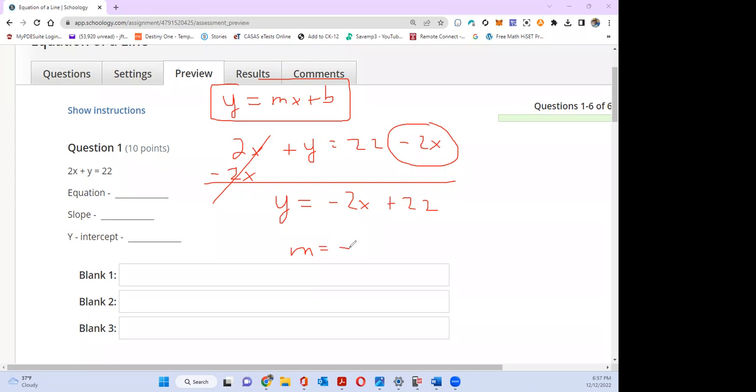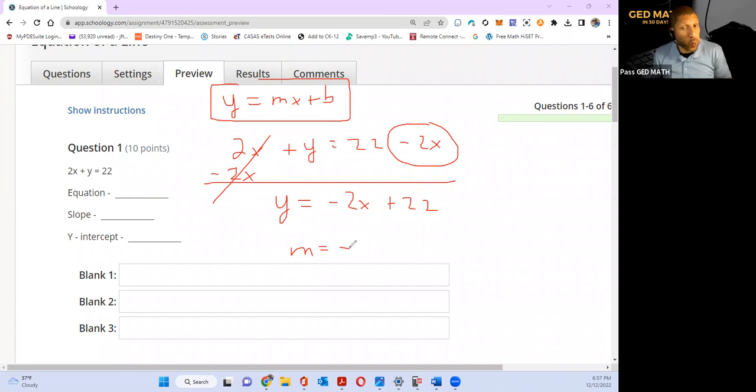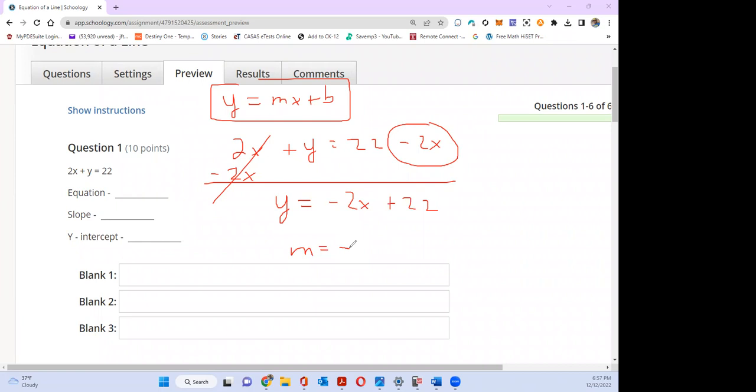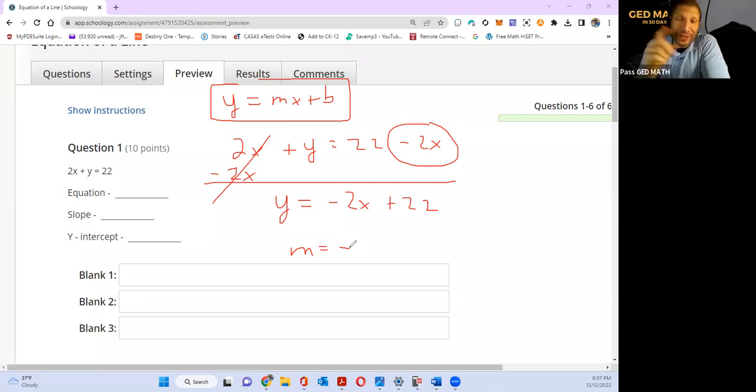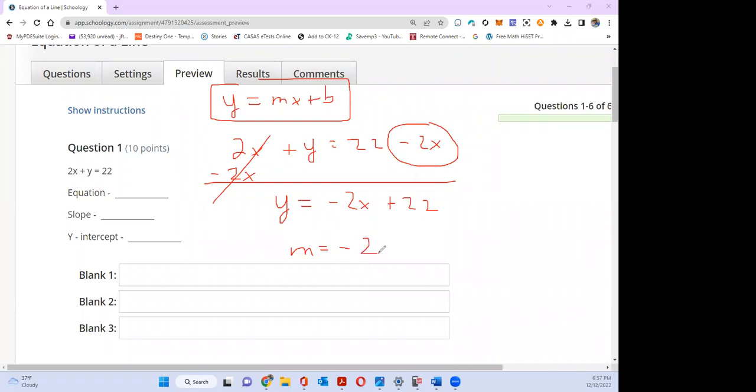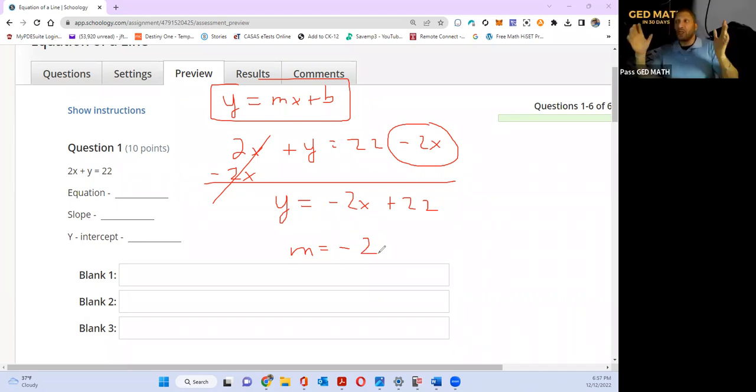Negative 2x. What's the slope? Let me just give you a little hint. If I ask you the question, negative 2 twice, negative 2, that's the common mistake people are making. You have to understand y equals mx plus b, where m is your slope. Your slope does not contain a variable. It's what's in front of the variable.